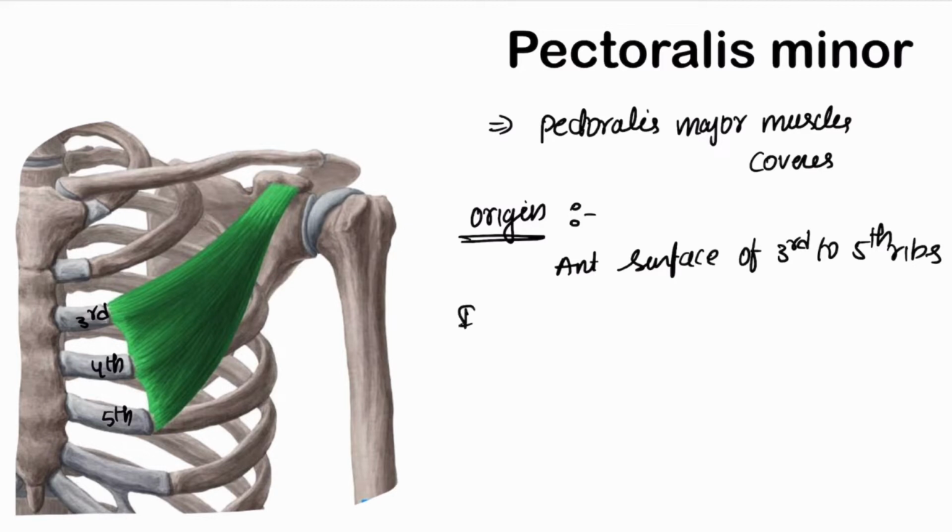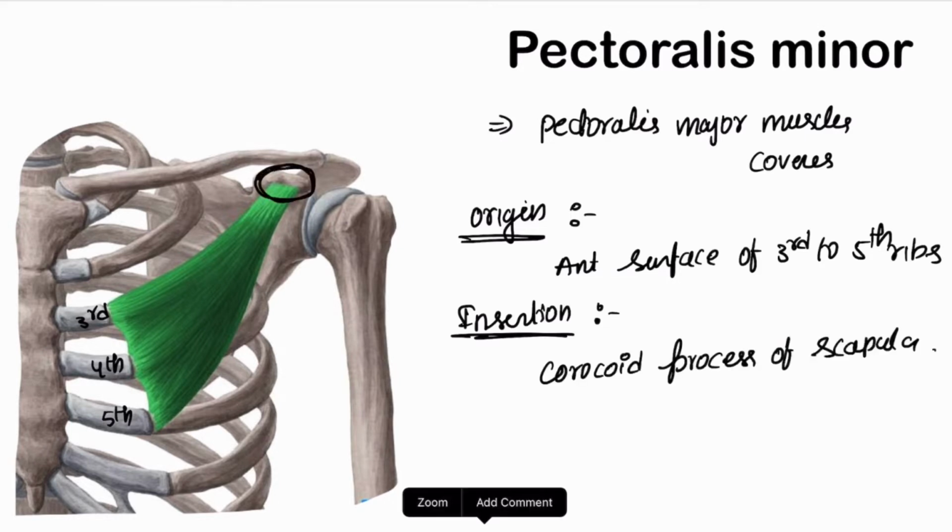Now let us see the insertion. It inserts onto the coracoid process of the scapula. This is the coracoid process of the scapula. It originates from the third, fourth and fifth ribs and it inserts onto the coracoid process of the scapula. And that's all about the origin and insertion.